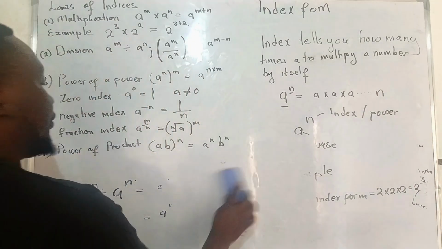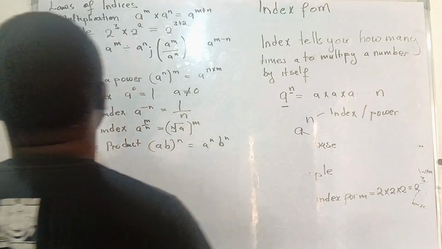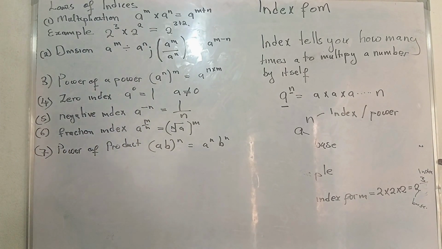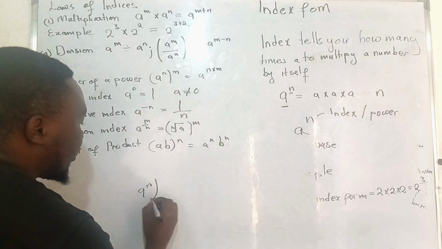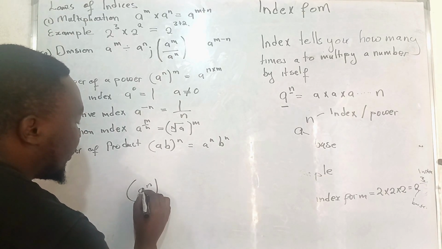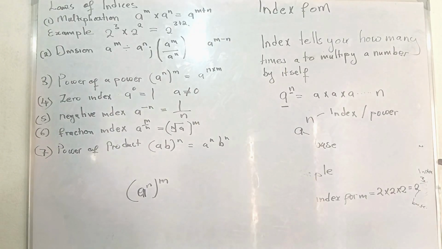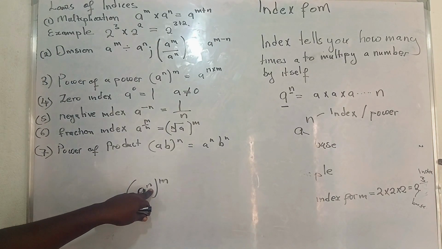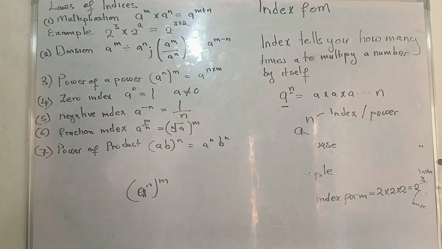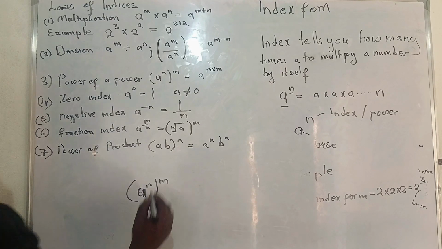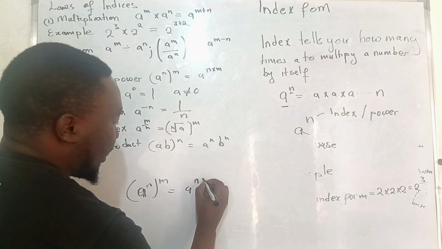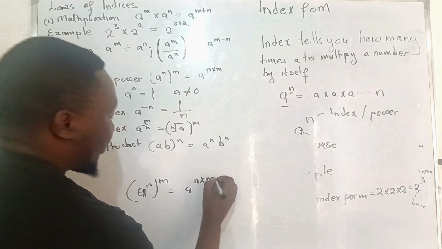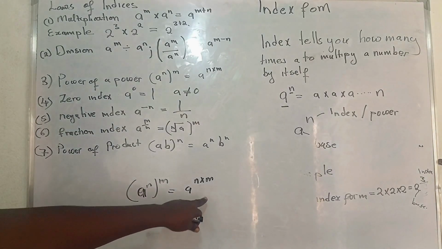So let's move on. We have talked about the first law of index, which is multiplication, and the second law of index, which is division. So the third law of index is power of a power. If you have an index a to the power n, to the power m, so you have a to the power n to the power m, what you are going to do here is you take the base to the power n multiplied by m. So when you have a power of a power, you multiply.